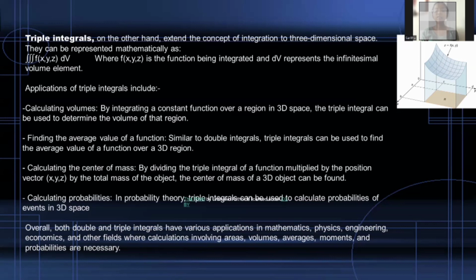In calculating the center of mass, by dividing the triple integral of a function multiplied by the position vector x, y, z by the total mass of the object, the center of mass of a 3D object can be found. In calculating probabilities, in probability theory, triple integrals can be used to calculate probabilities of events in 3D space. Overall, both double and triple integrals have various applications in mathematics, physics, engineering, economics, and other fields where calculations involving areas, volumes, averages, moments, and probabilities are necessary.